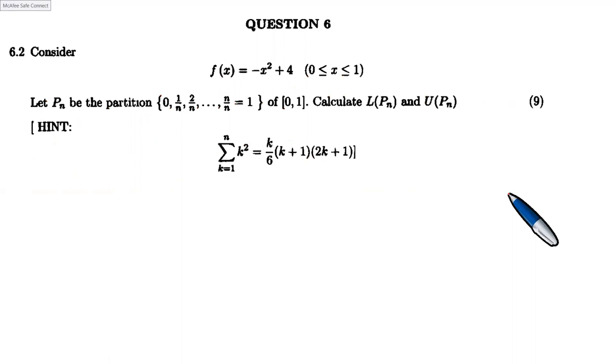In 6.2 you have this quadratic. I just decided to pick this one because it is actually having a quadratic. Now we obviously have the partition there. It's pretty much the same partition all the time, between 0 and 1. Calculate L(P_n), U(P_n). Hint: the sum of the squares is this. We actually note these things here. I want to mention in passing, normally we use a couple of these formulas, like the sum of squares, which are these.